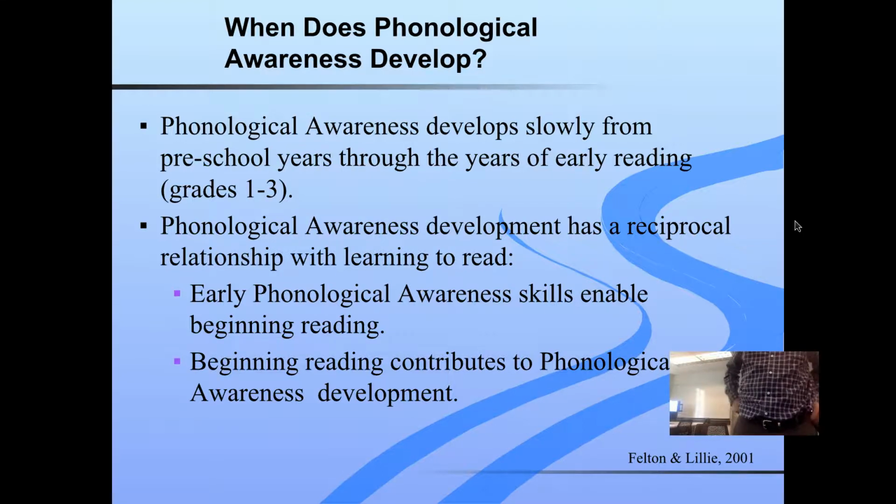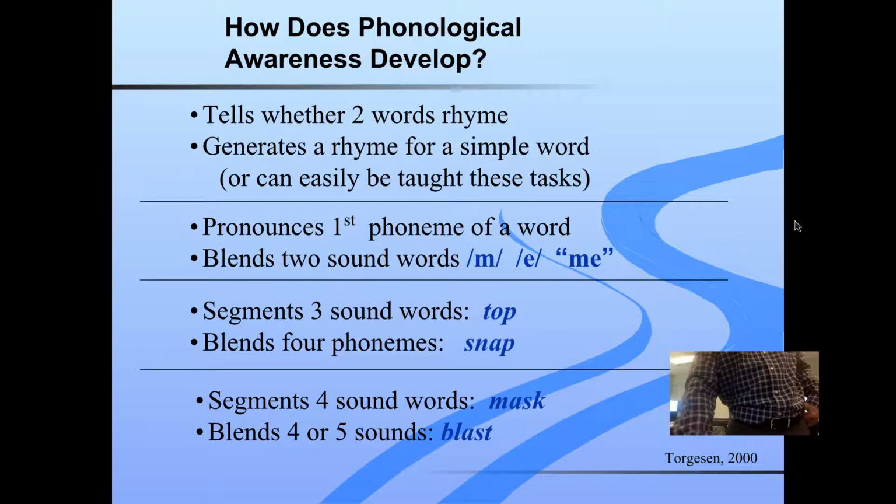Same thing, especially my friends of Indian descent, they have different phonemes that are even super hard. Like I can't get my mouth to move in that way to make that sound. I've just never been trained. So there's a real kind of relationship there. So how does it kind of develop? Well, can they tell you whether 2 words rhyme? You're talking 2 or 3 years old now. Can you tell bat, hat? Do those words rhyme?